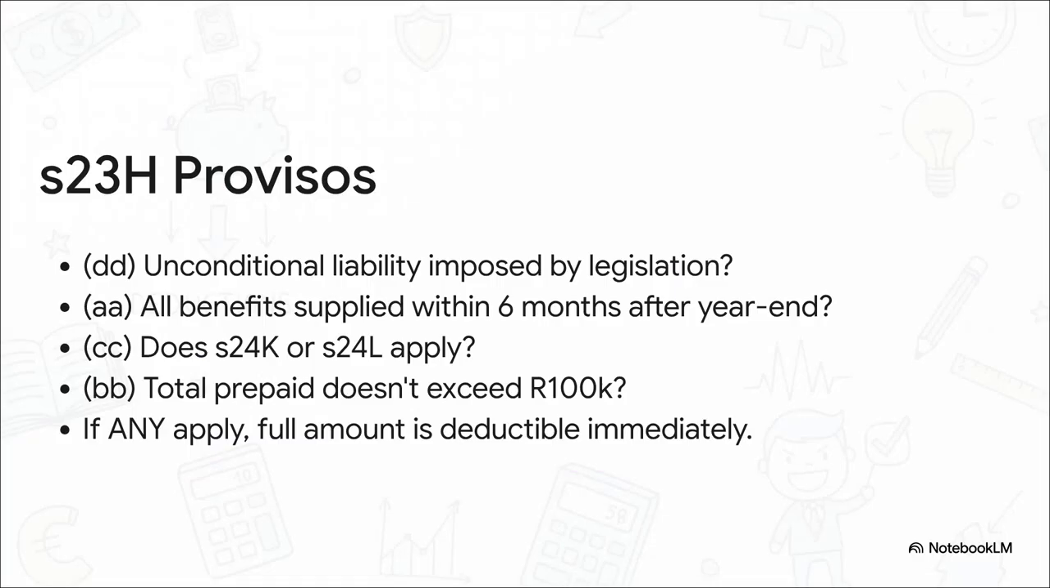The absolute most crucial point here is the application order of these four provisos. If even one of these applies, the full amount is deductible immediately. You totally bypass the 23H limitation. When you're sitting in that exam, always test DD, AA, and CC individually first. Ask yourself, is it an unconditional legislative liability? Are all the benefits supplied within 6 months after year-end? Only after you've pulled out those specific exceptions do you take all the remaining prepaid amounts across the taxpayer's entire affairs and test them against the R100,000 threshold of Proviso BB. If that remaining total exceeds R100,000, 23H defers the deduction.